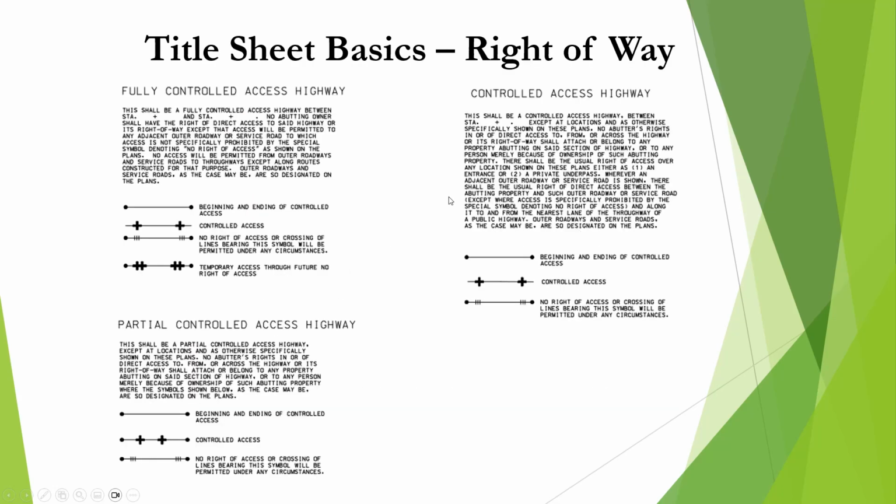Now this is some more right-of-way information, which is also in the handout. If you get the manual, it's going to be in there as well, and it talks more, and this is more or less of what you'll see on a sheet. You'll either see the fully controlled access highway or a controlled access highway. You'll see partially controlled. It'll be one of these, and you'll see the different symbols that represent the right-of-way that's out there.